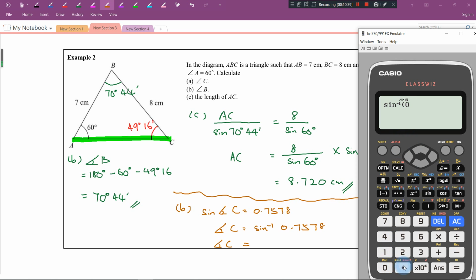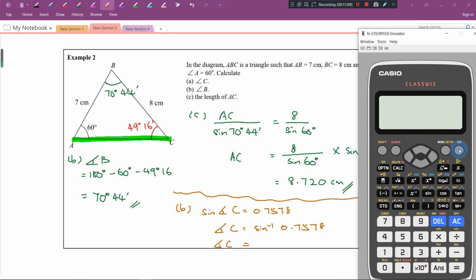So 0.7578. Then equal. So you get 49.27. If you want to write in degrees and minutes, you just press this. 49 degrees 16 minutes. If this is 30 and above, then here we need to add 1. This is 14, less than 30, right? So we don't have to add 1. So we just give our answer as 49 degrees 16 minutes.